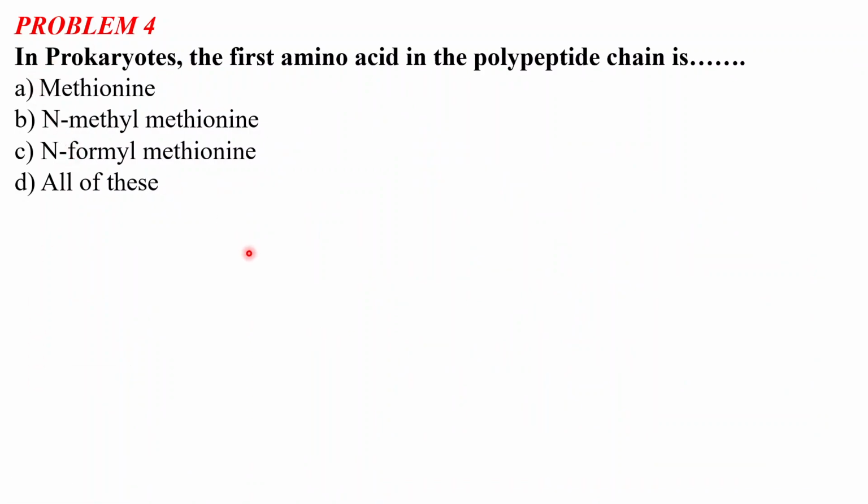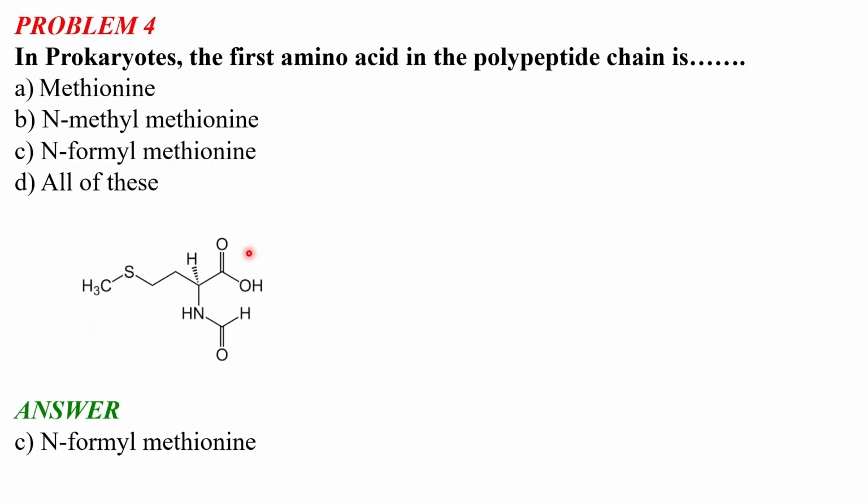For problem number 4, the correct answer will be, very good, number C, N-formyl methionine. In prokaryotes the first amino acid in the polypeptide chain is N-formyl methionine. This is the structure of N-formyl methionine. We all know the structure of methionine: there is only NH2 here. But in prokaryotes we have N-formyl methionine, which has a formyl group on this amine. This is called N-formyl methionine, and it is the first amino acid in the polypeptide chain.